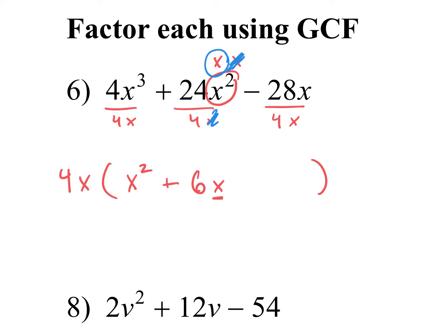All right, and then what's -28 divided by 4? -7. And if I have an x on the top and an x on the bottom, they just go away. So I have no x's. Bradley, can I factor this more? How? By doing 7. What are 2 factors of -7 that add to 6? 7 and -1, perfect. So that 4x stays on the outside. Then I have x plus 7 times x minus 1.